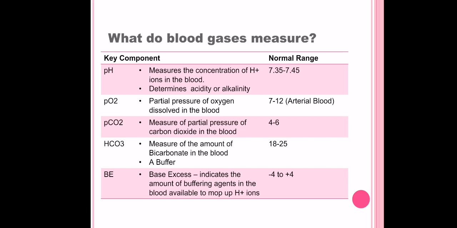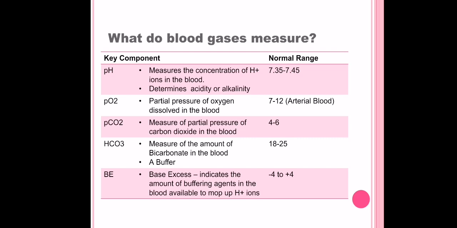So what do our blood gases measure? When we take a blood gas, there are a number of parameters that we need to consider when interpreting them and looking at that acid-base balance. And the first one is pH. As we've talked about already, pH measures the concentration of hydrogen ions and determines the acidity or alkalinity in the blood. And the normal range is 7.35 to 7.45.